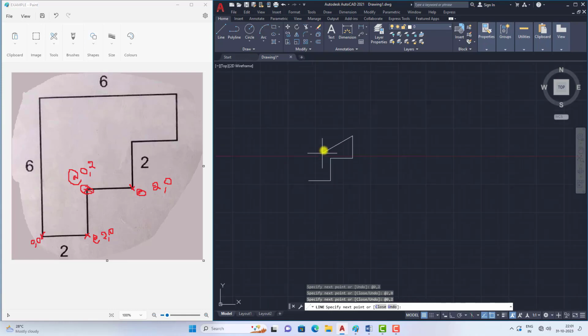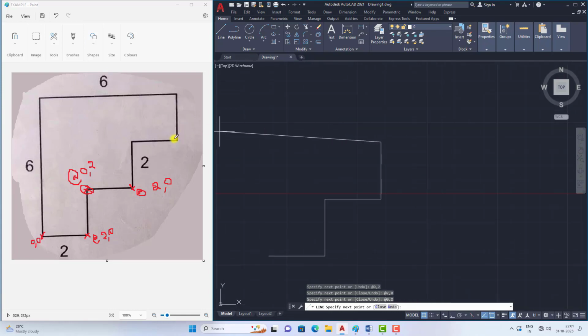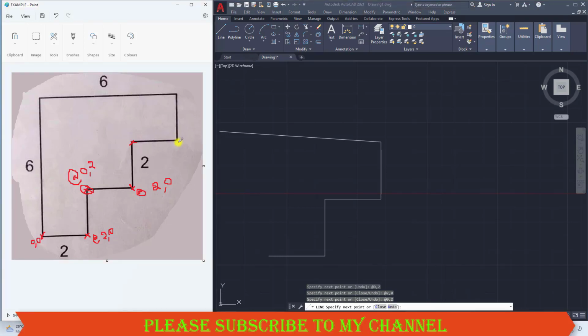And now if you want to go to here, this is the reference point now, and you need to go in the x direction 2 and 0 distance in the y direction, right? So go to the command line, type @, x direction I need to move 2,0 and press enter. See, I am here, and now I need to go up.